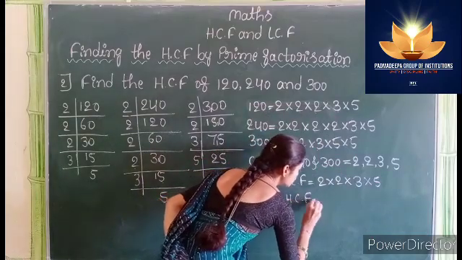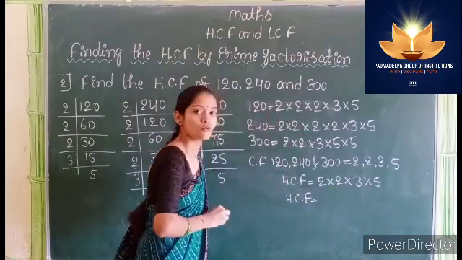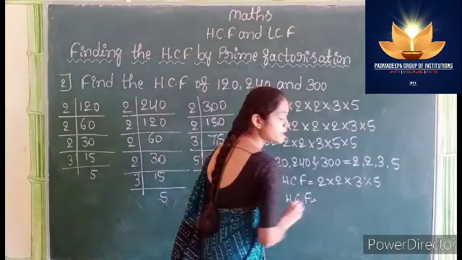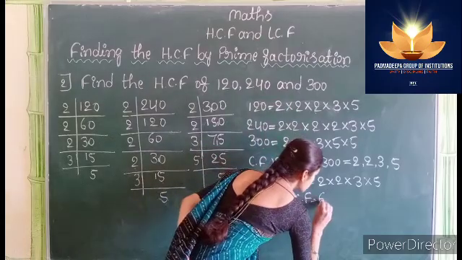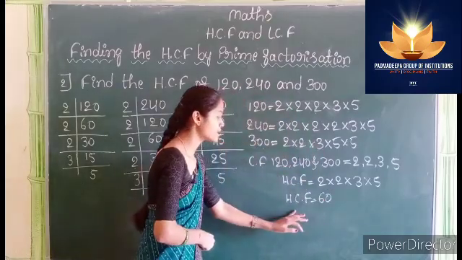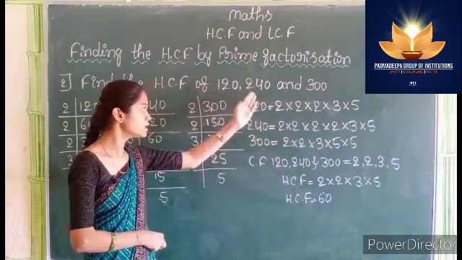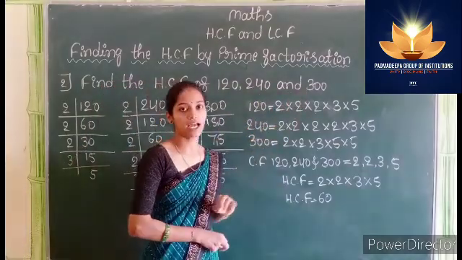HCF is equal to 2 2s are how much? 4. 4 3s are 12. 12 5s are 60. So we get 60 as the HCF of 120, 240 and 300.